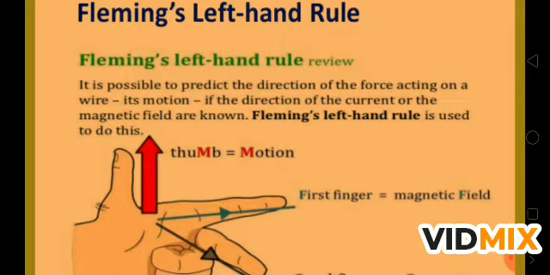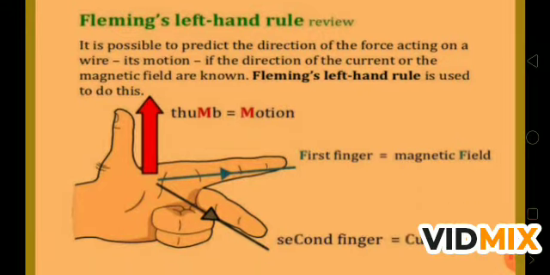If you open your thumb and two fingers of your left hand, then the thumb indicates the direction of force or motion, the first finger indicates the magnetic field, and the second finger indicates the current.